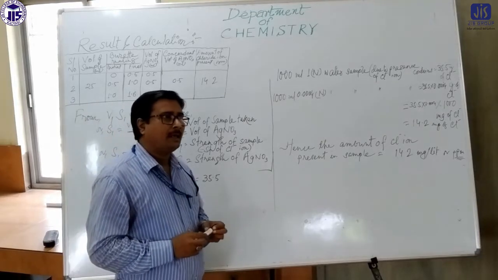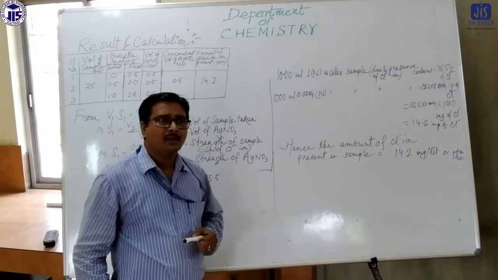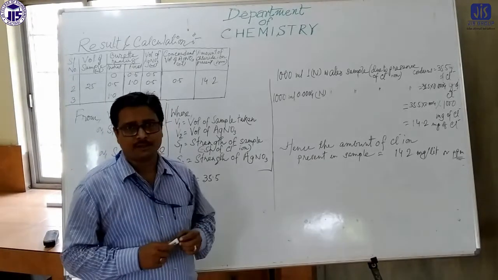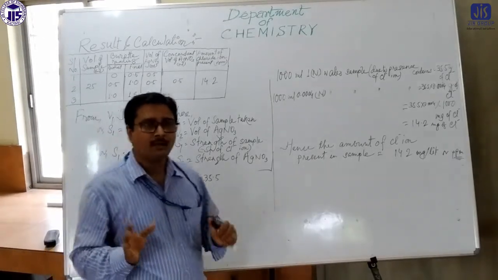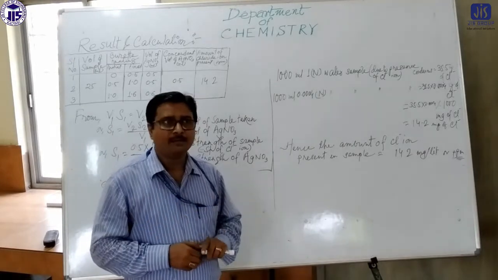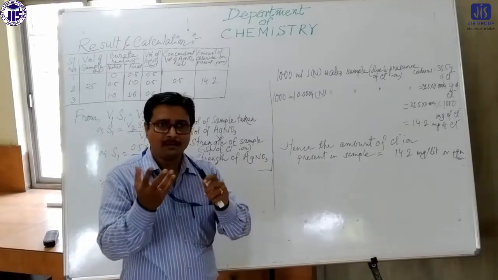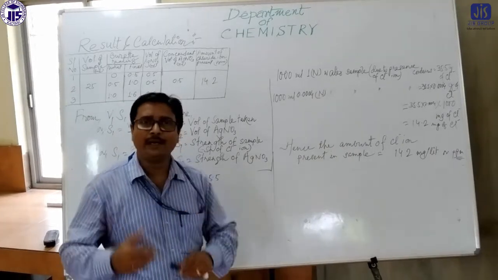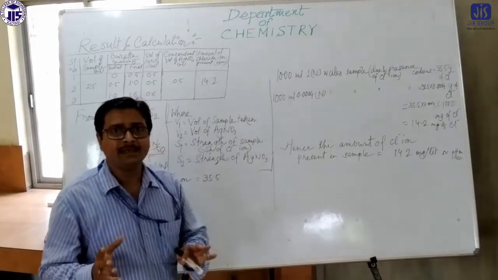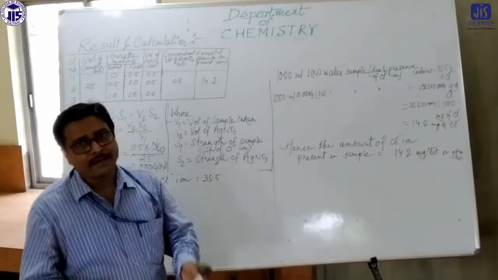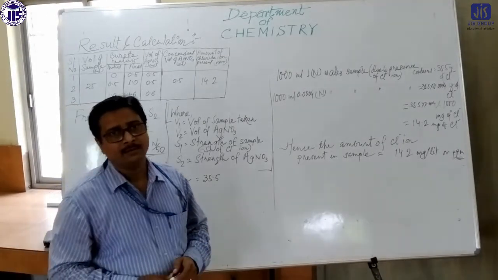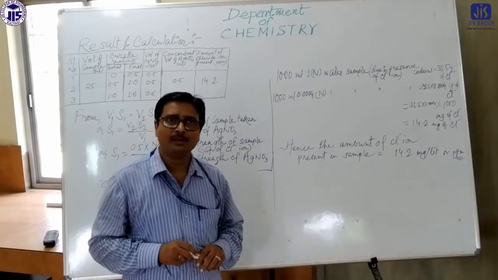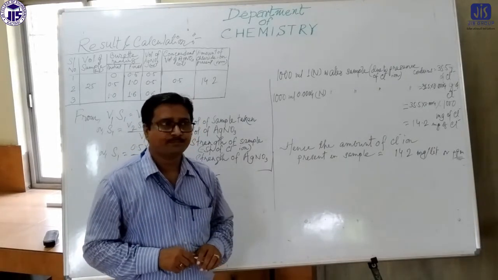Another question may be asked: why are we doing this experiment, why are we doing argentometric titration? It is a water quality parameter experiment. If a sample of water is given to you and you are asked how much chloride is present, very easily by this method you can find out how much chloride is present. Okay, students, these are some questions which may be asked in the paper.